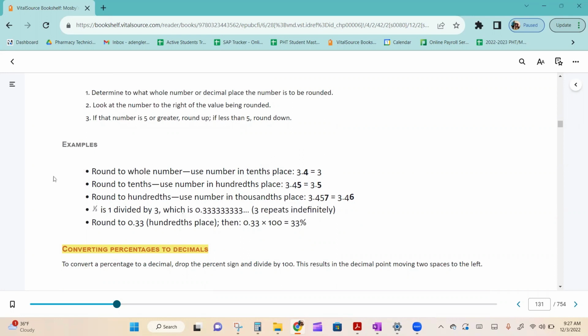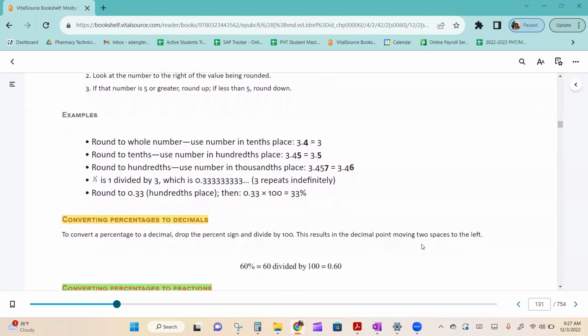In here, round to tenths place. So we want to have just one number after the decimal. And we have the number 3.45. Because there is a 5 here in this spot, in the hundredths place, we are going to round this 3.4 up to 3.5, and then we have the answer rounded to tenths, and so on and so forth.